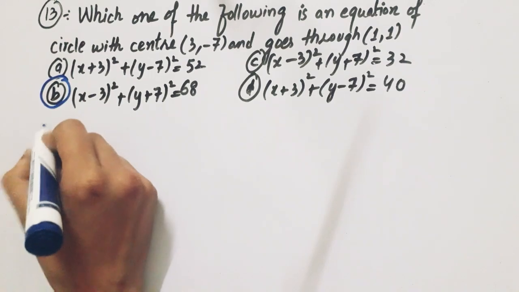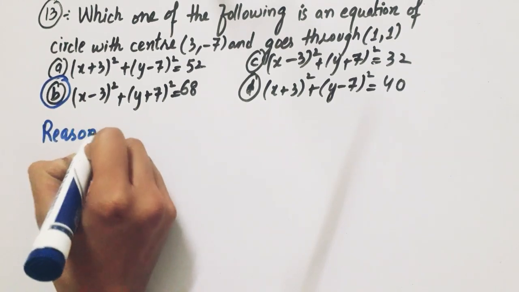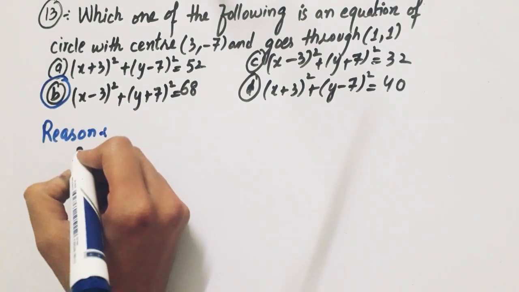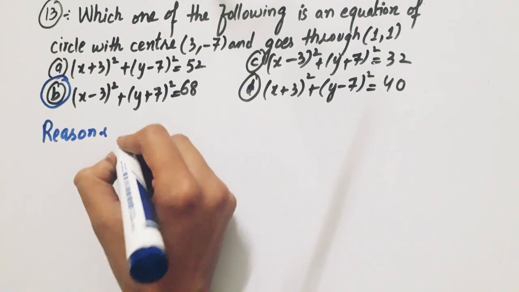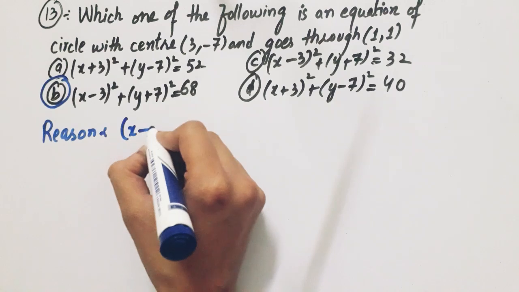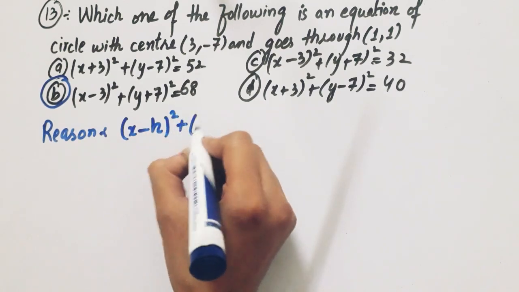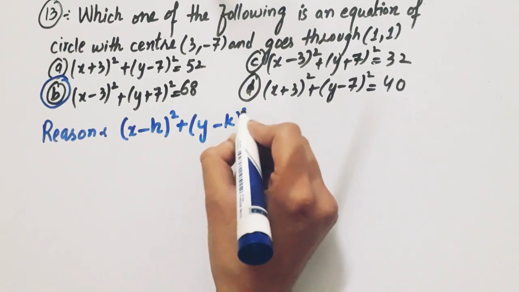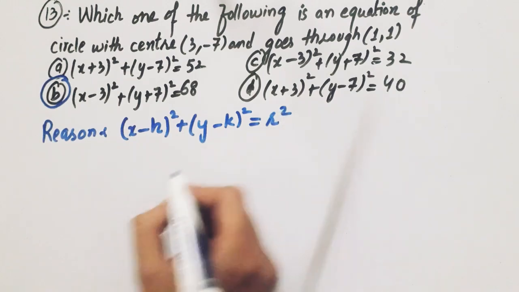Now what is the reason behind this? First of all, we will write the equation with center h and k is x minus h square plus y minus k square, and this is equal to r square.